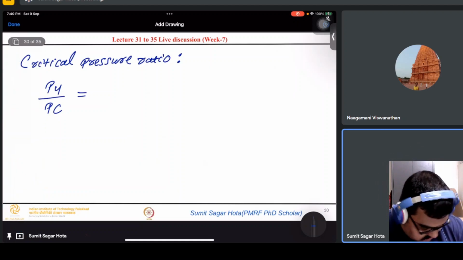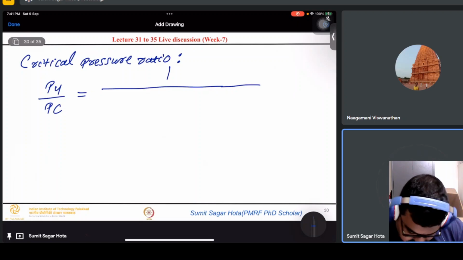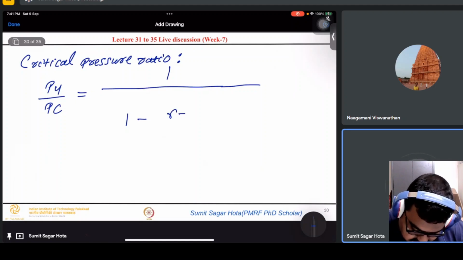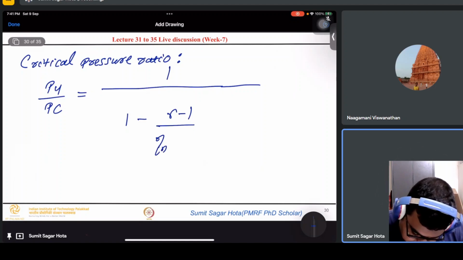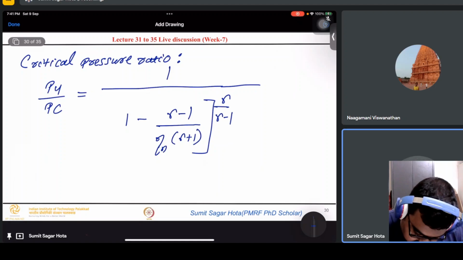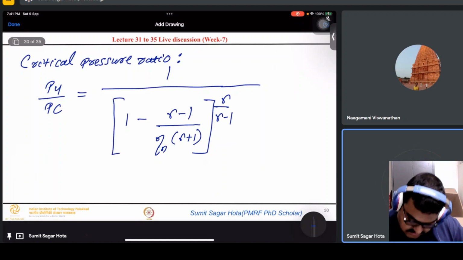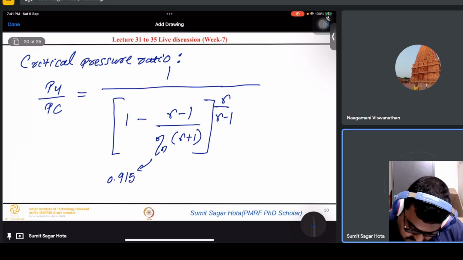Okay, so we have all the data. One very good big formula is there. Directly they will ask you what is the critical pressure ratio. Okay, if you remember the formula, then only can you answer, otherwise you can't answer the question. 1 minus (gamma minus 1) by efficiency of the nozzle into (gamma plus 1), to the power gamma by gamma minus 1. Okay, this is the formula. Okay, what is the efficiency of the nozzle? 0.915, and what is gamma?